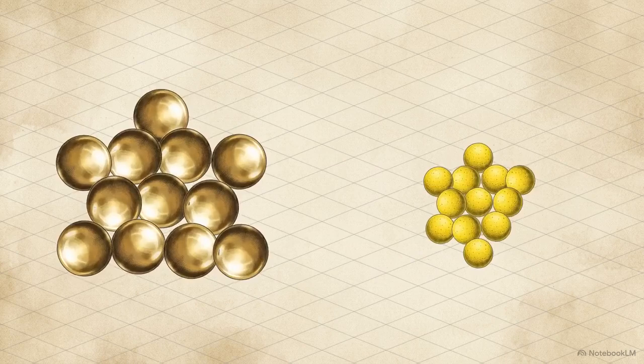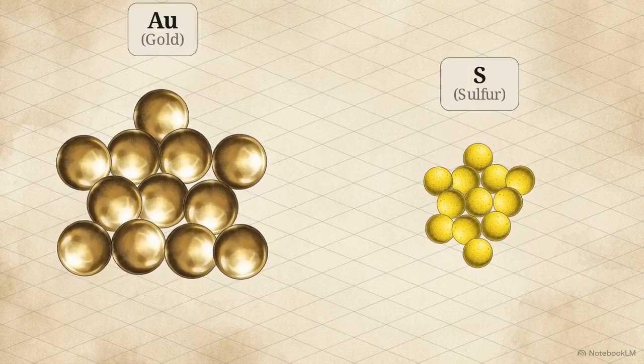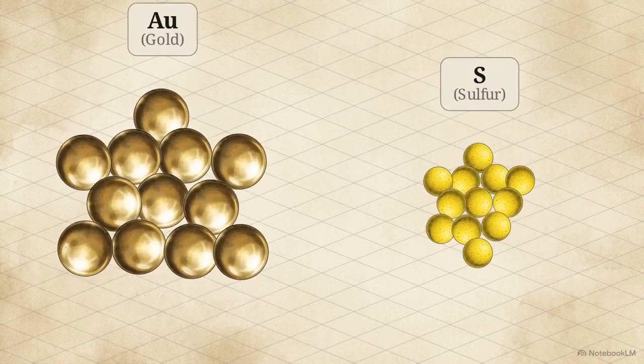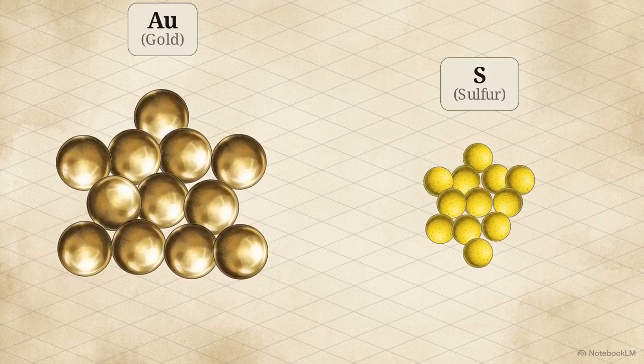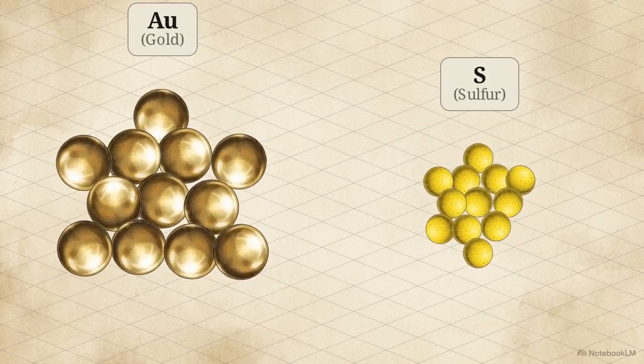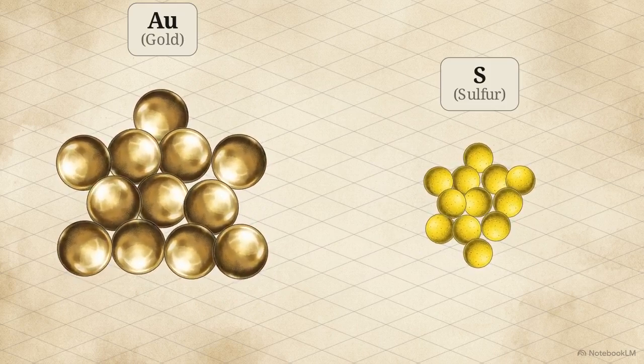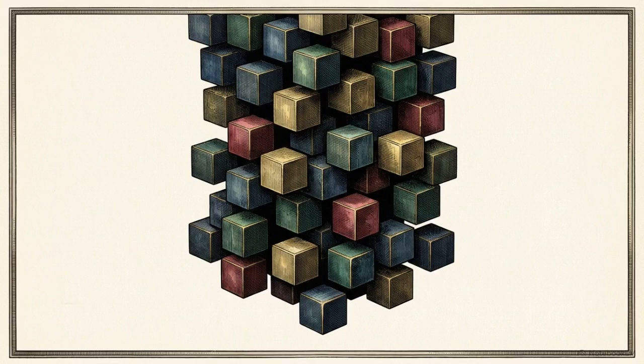A gold atom has a specific mass. A sulfur atom has another. This establishes a mechanistic universe. Matter is not a continuous, infinitely divisible fluid. It is constructed from a finite inventory of distinct, uniform building blocks.